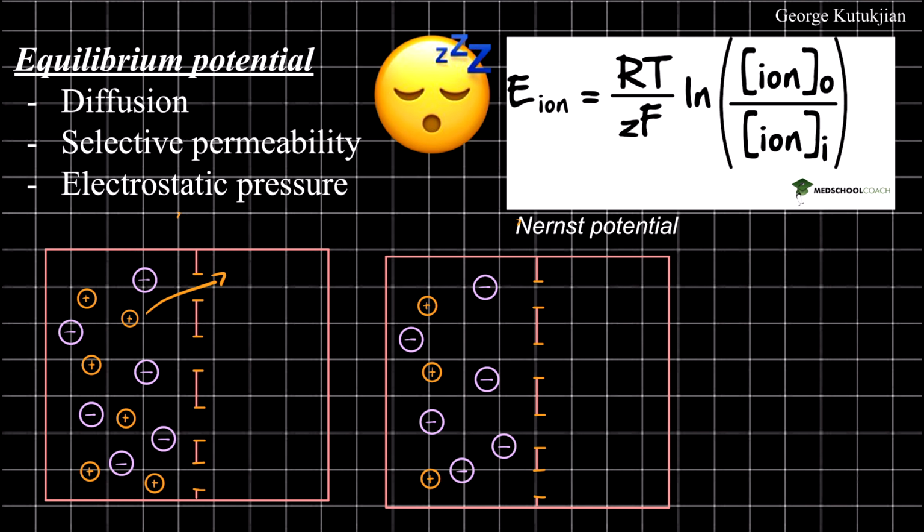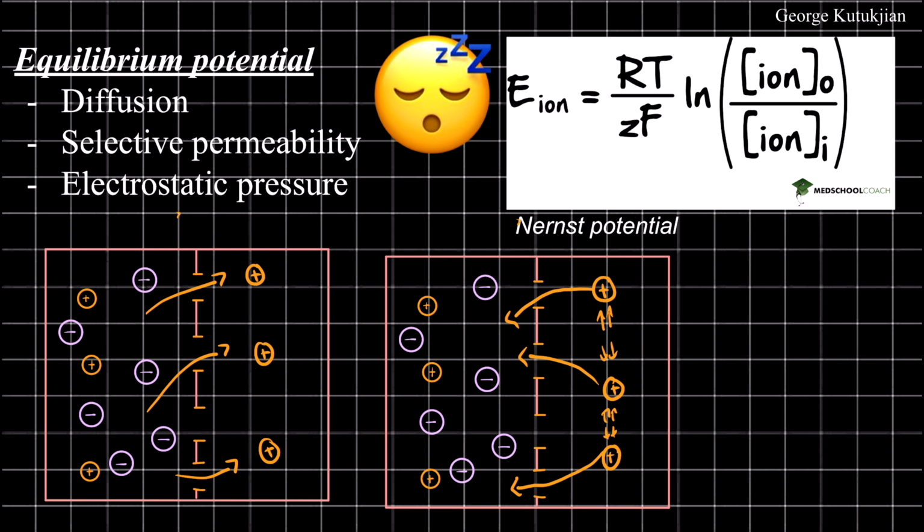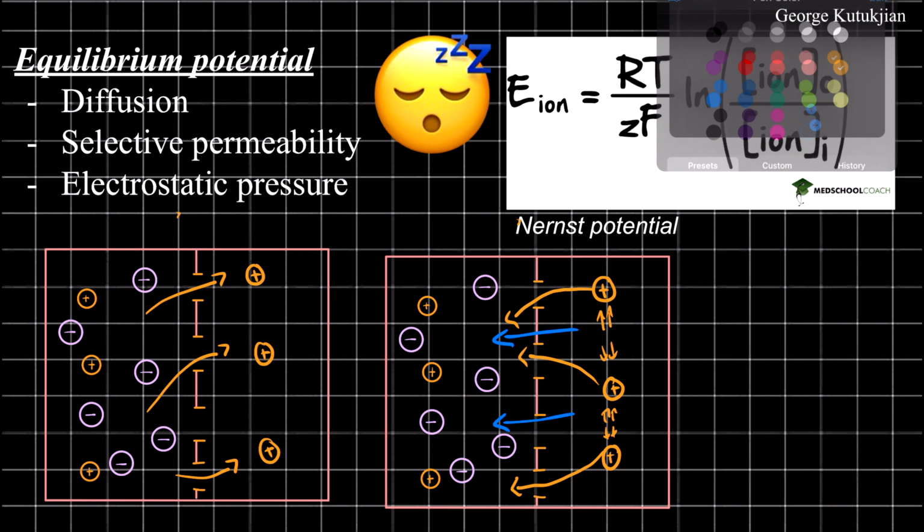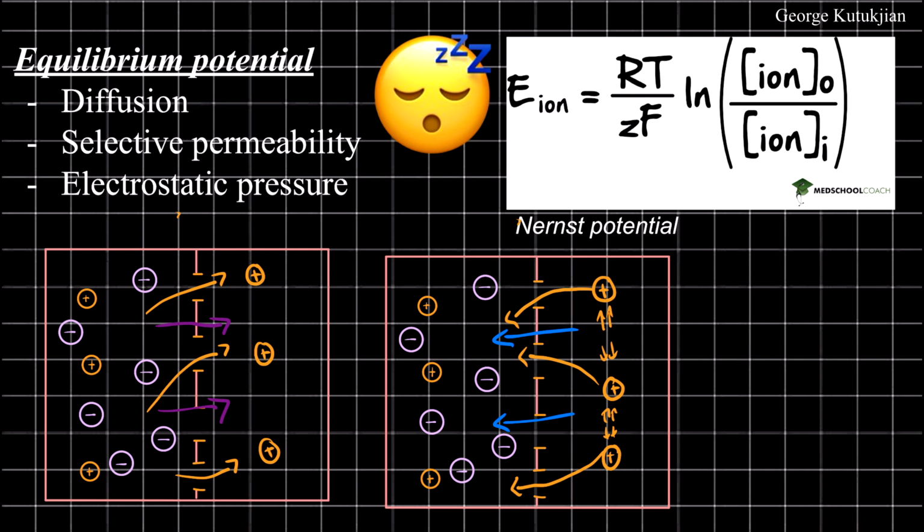Now we can see that the equilibrium potential arises from a balance between diffusion rates, selective permeability, and electrostatic pressure, which is contributing to the generation of an electric potential, which we know as the Nernst potential. This is explaining how an ion moves across a neuronal membrane, and how selective permeability and the electrochemical gradient play a huge factor in establishing this.